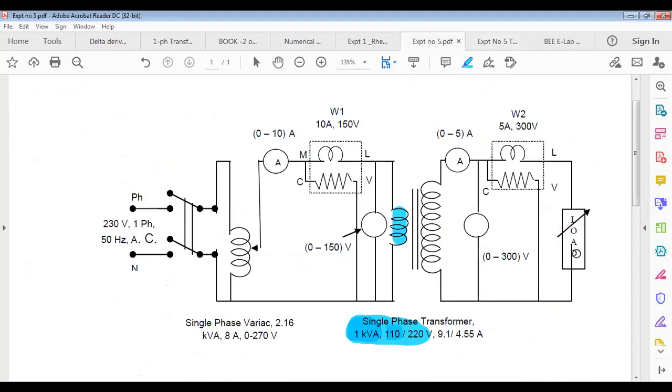Now why is this called the direct loading method? The first reading we are going to take at no load. No load means this load will be removed from the secondary. And from the second reading, we are going to connect 2 lamps in parallel here, then 4, 6, 8 and 10 lamps in parallel. Like this, total 6 readings. It means we are increasing the load on the transformer.